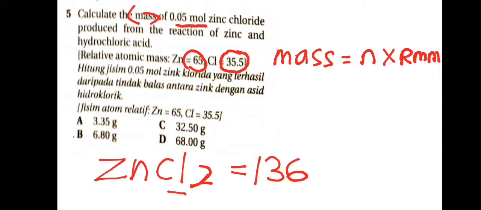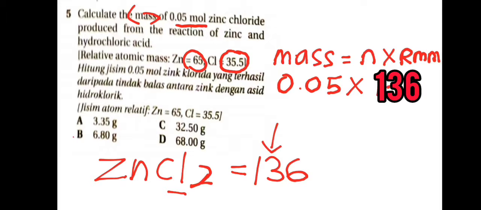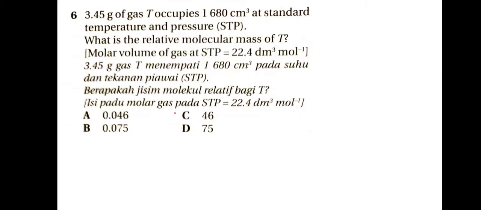So now we want to find the mass of zinc chloride. We just multiply the number of mole, 0.05 mole, with the RMM, 136. So what's the answer? The answer is 6.8 gram. Our answer is B here, 6.8 gram. Next question. Question number 6. 3.45 gram of gas T occupies 1680 cubic centimeter at standard temperature and pressure, STP.